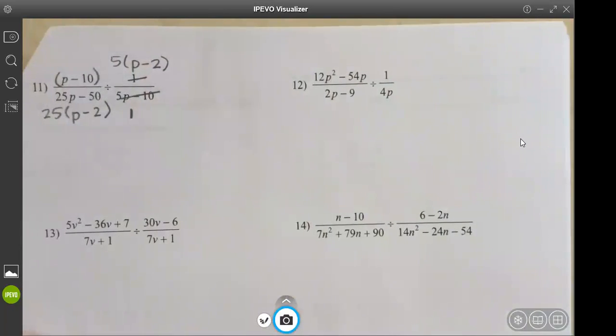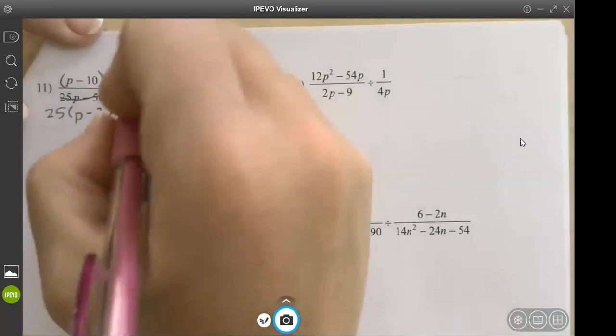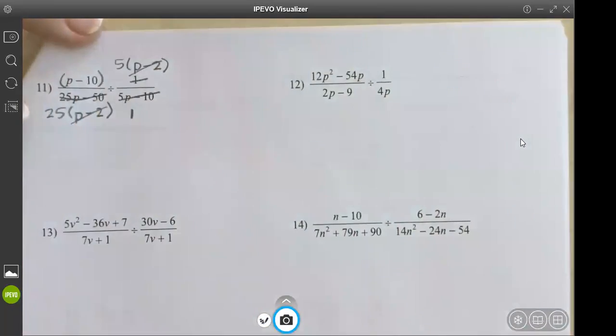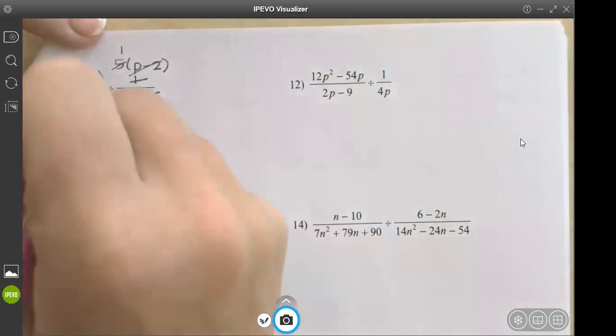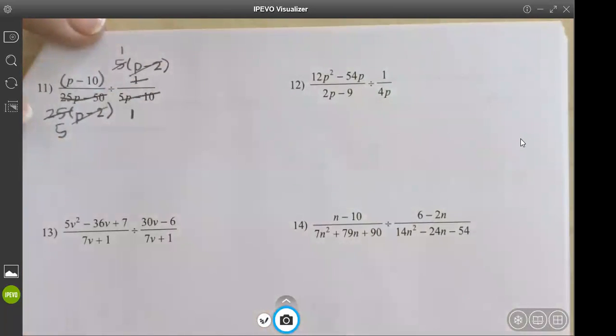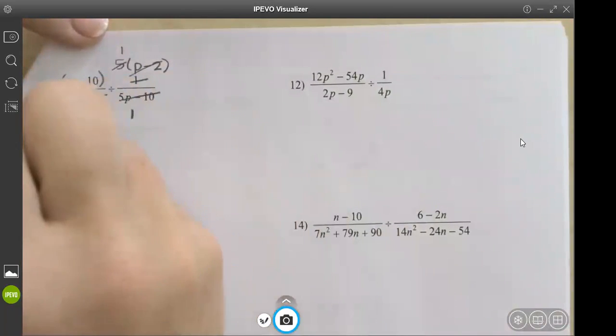All right. And this is done. Anything the same on the top and the bottom? P minus 2 will mark out. Anything else mark out? The 5 and the 25. So this will change to a 1 and this will change to a 5. There is nothing else to mark out.